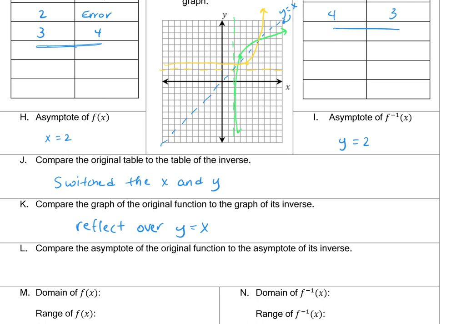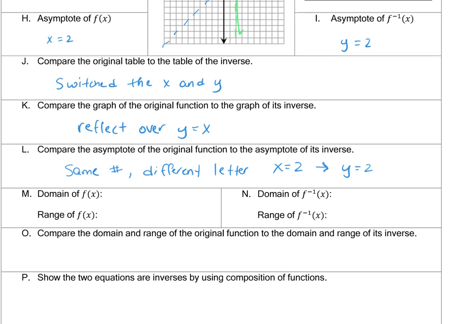All right, and then the asymptote of the original function to the inverse is the same number, different letter. I'm sure that's not the mathematical way to say it, but all right, so we had x equals 2, and then the inverse was y equals 2. And it would have switched had we gone the other direction.